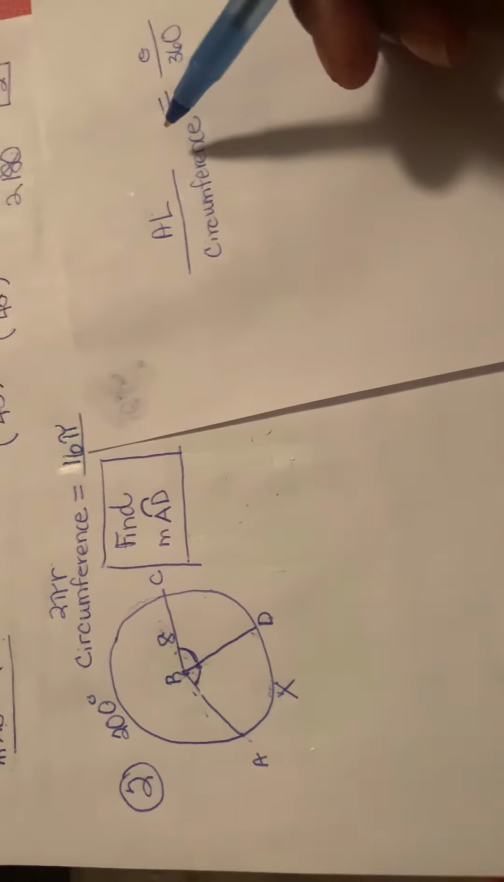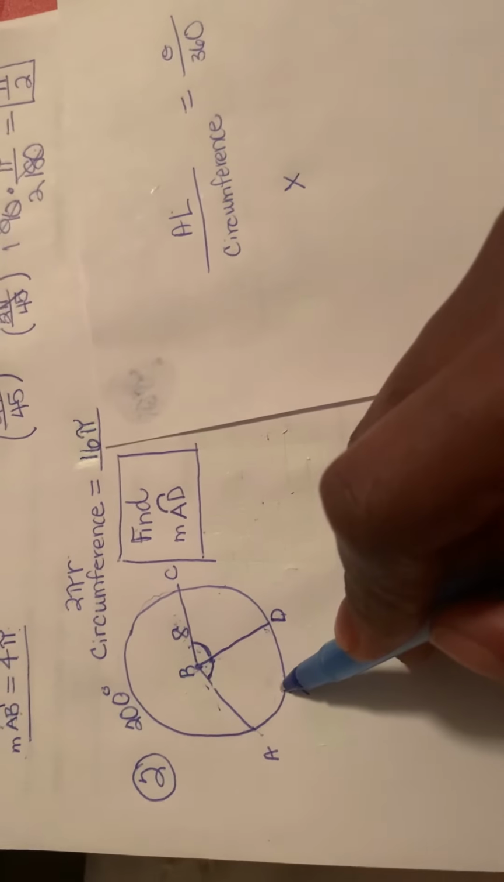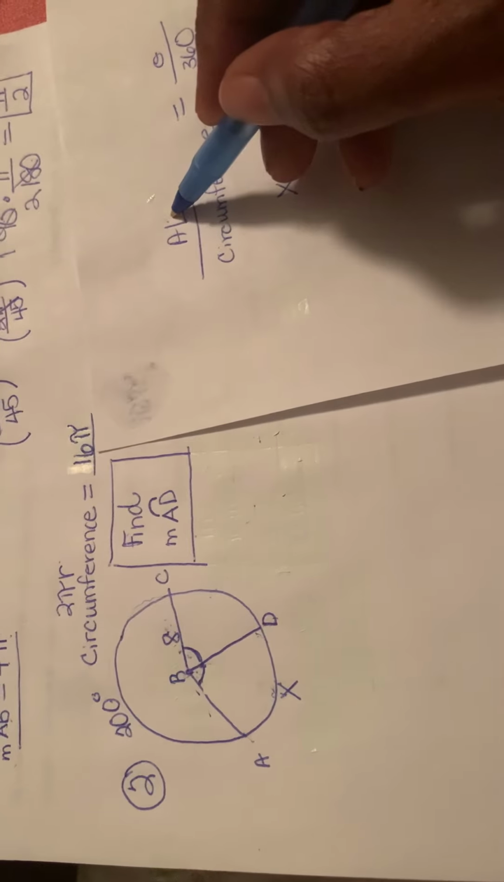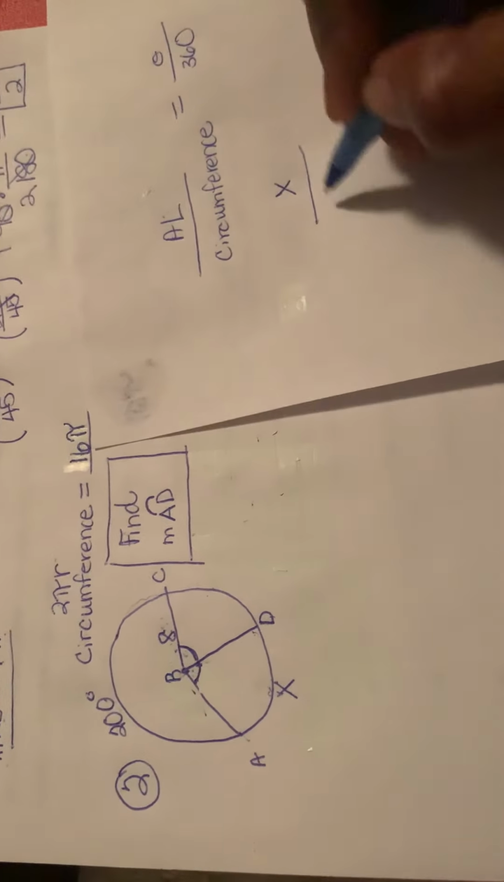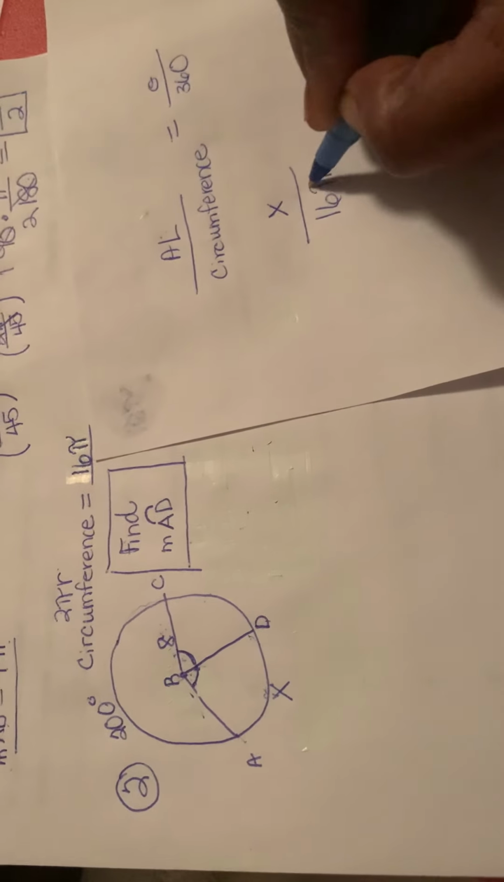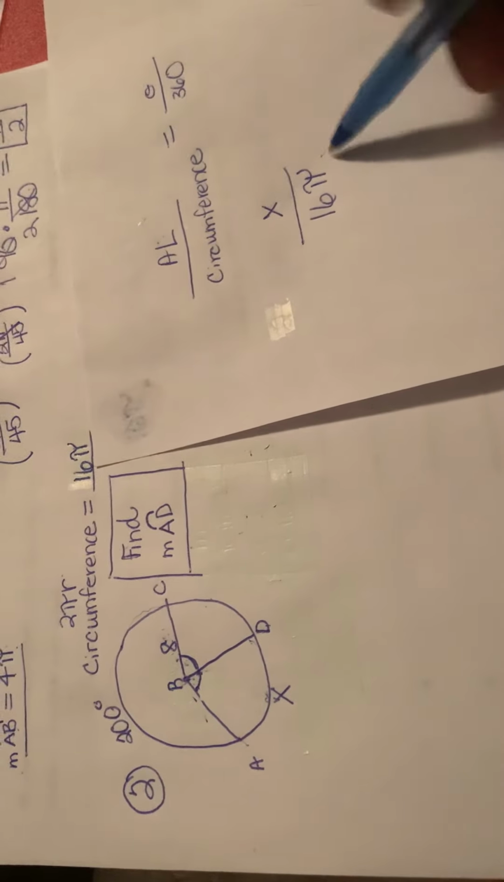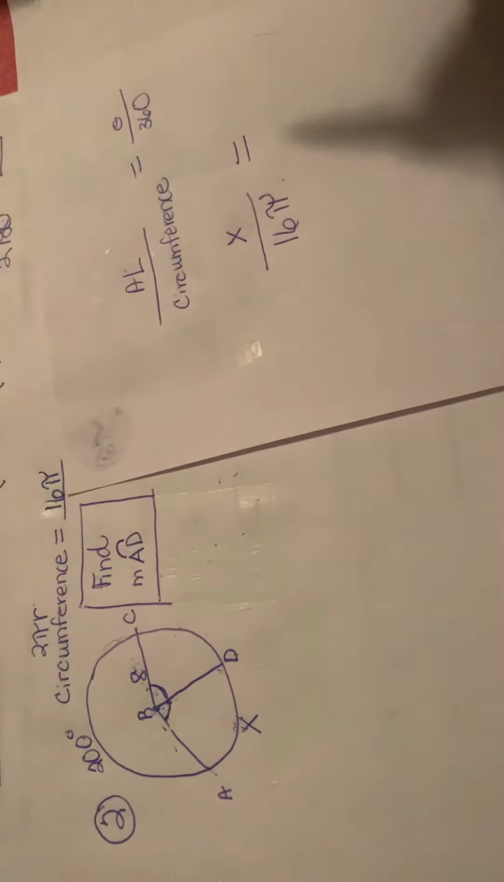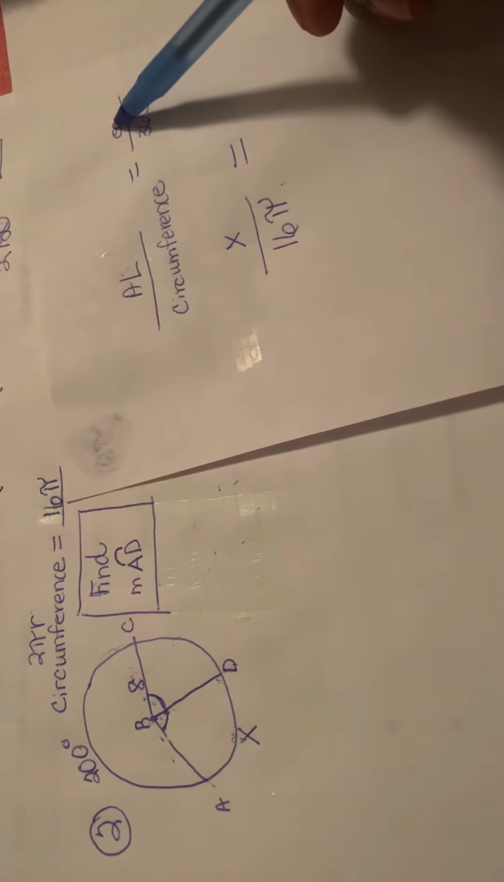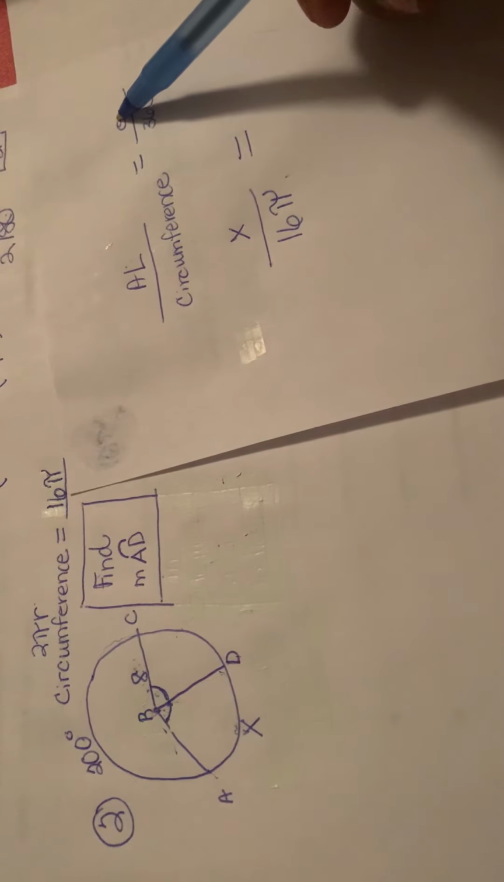All right, so arc length is X because that's the piece that I don't know here. And then the circumference we just found was 16 pi, and we leave it in terms of pi so it can be exact. Now on the other side I need theta, and theta is the central angle. Well, the angle that I need to find the measurement of arc AD is this angle.